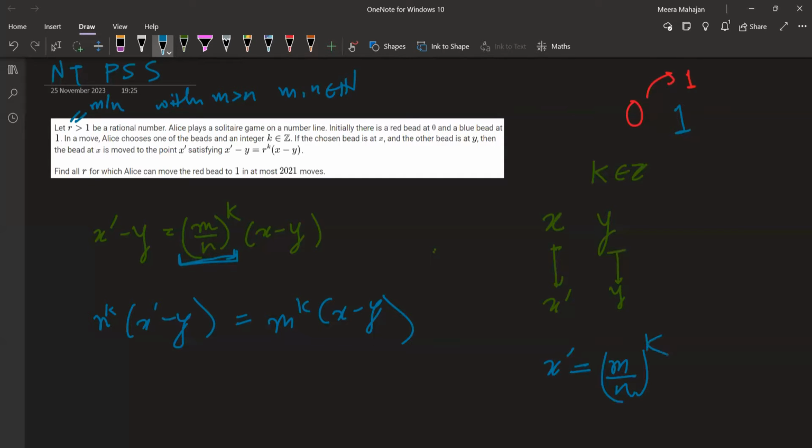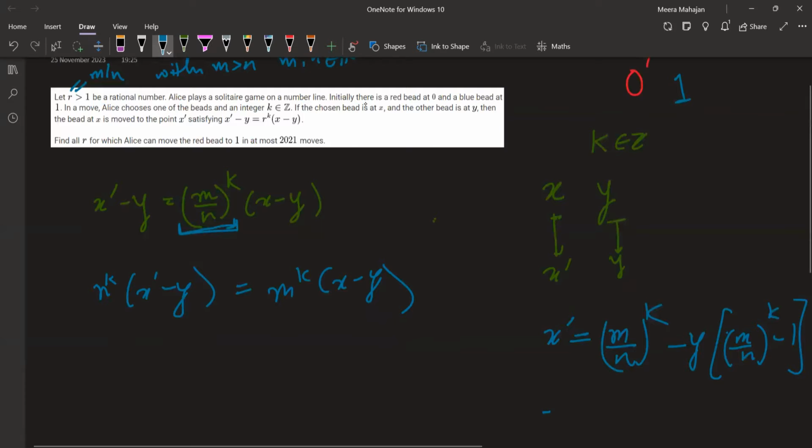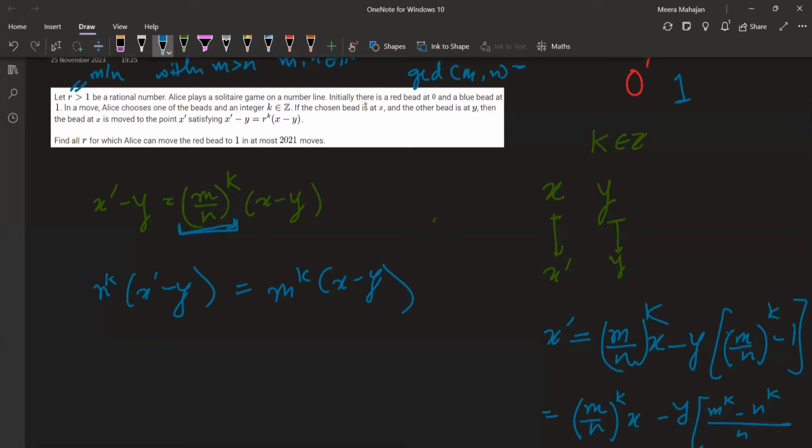I'm just rewriting this equation in a different way. Minus y plus minus y times m over n to the power k minus y. And this times x, sorry. And this is m over n to the power k x minus y times m to the power k minus n to the power k. Oh, and GCD of m and n is 1, because we can just choose n to the power k, you have x times.